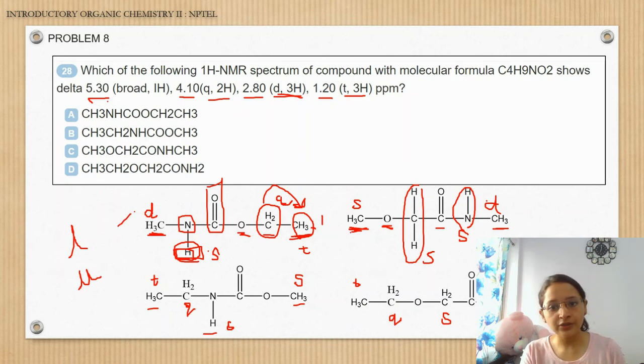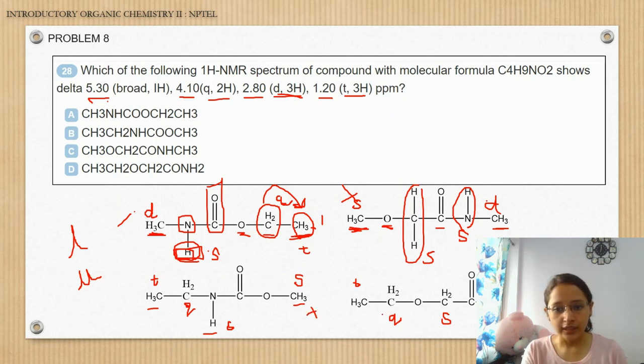Now coming to compound B, a methyl that is a 3H singlet. Are we supposed to get that? No, there is no such option, so clearly this is not the required molecule. Now coming to compound C, a triplet for three protons, yes, it is there. A quartet for two protons, yes, it is there. An NH, a broad signal for one proton, yes. Now for the methyl, it is coming to be a singlet. Is it the case? No, there is no peak which is giving a singlet for three protons. So this is also not the answer.